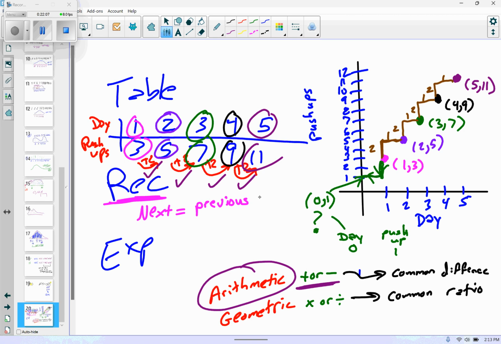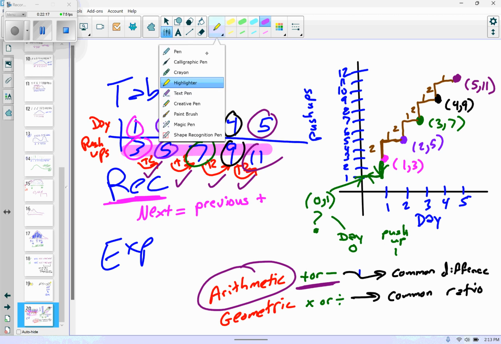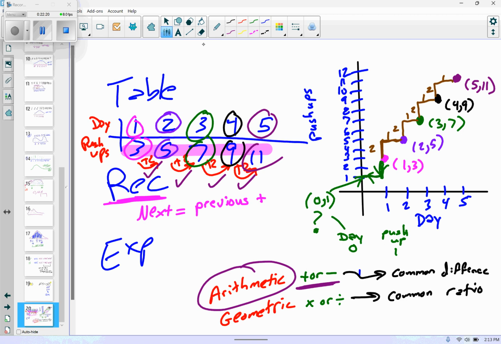Previous. Some big words. All right. So this pink is referring to this pink here. All right. So I wanted to make my recursive function. We're just using words now. Next means this. Next. So what do I have to do to get to next? What do I have to do? What math operation? +2. Okay.